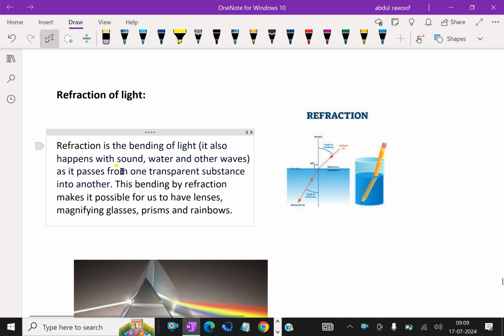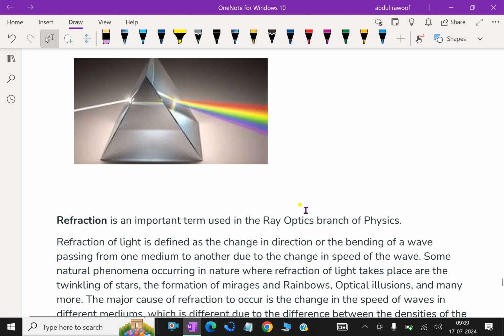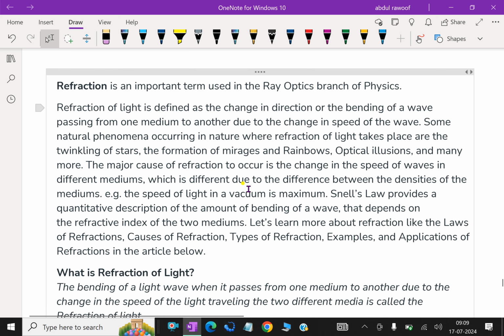It also happens with sound, water, and other waves as they pass from one transparent substance into another. This bending by refraction makes it possible for us to have lenses, magnifying glasses, prisms, and rainbows. Now we'll come to the details of refraction. Refraction is an important term used in ray optics, a branch of physics.